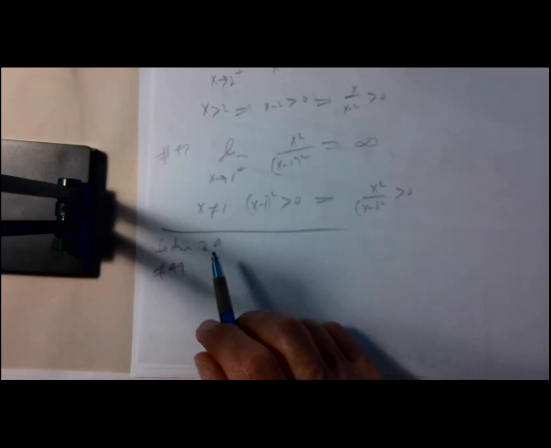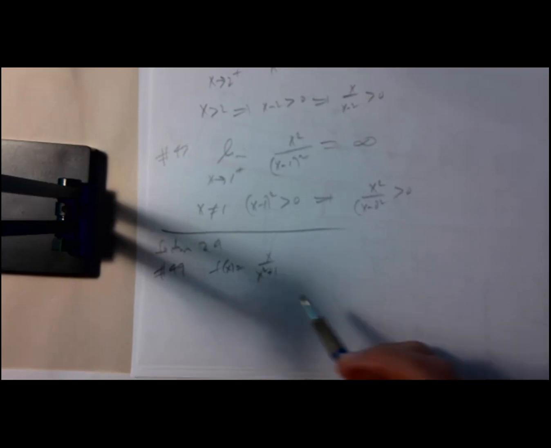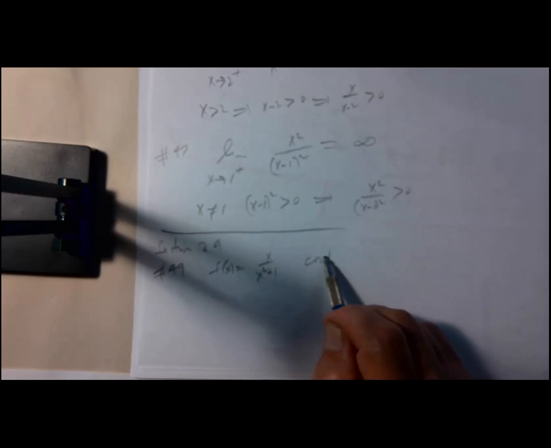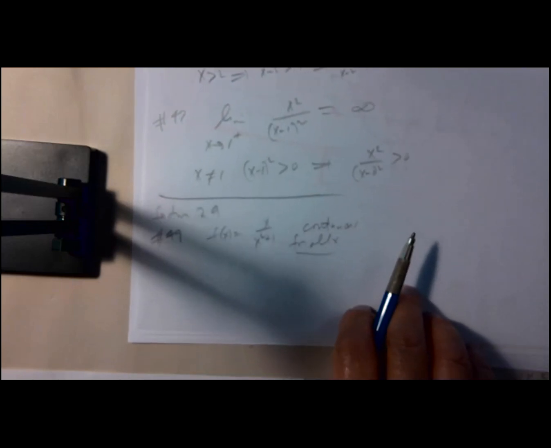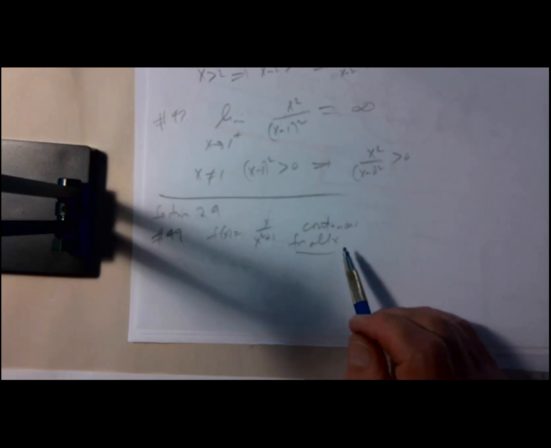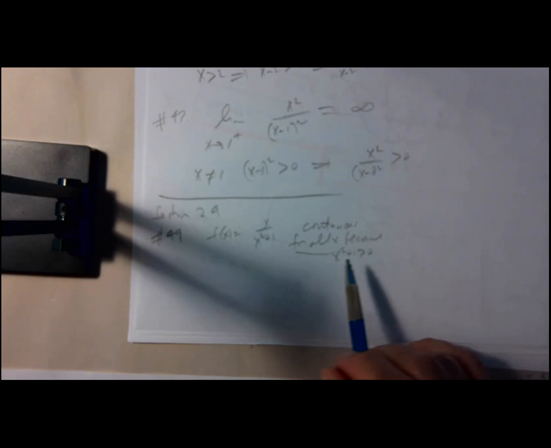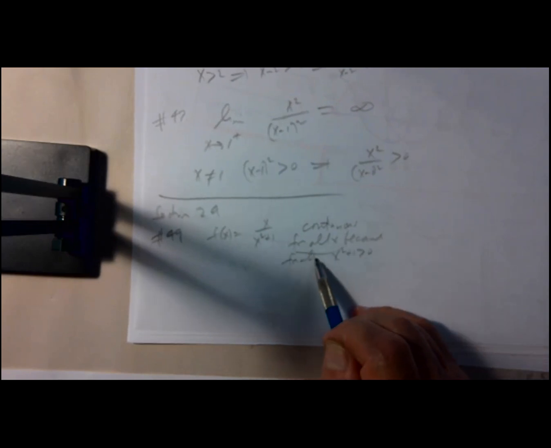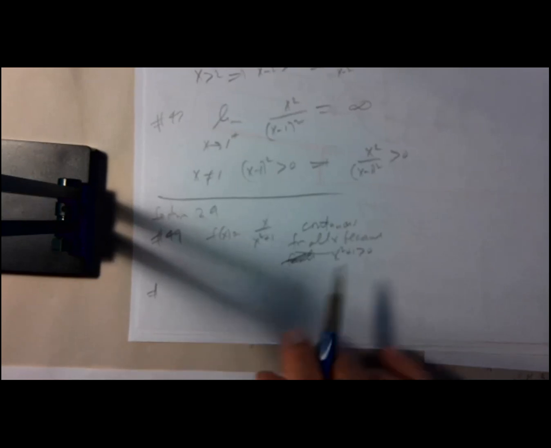So problem 49, we have the function f of x is x over x squared plus 1. This is continuous everywhere, continuous for all x, because x squared plus 1 is always positive. A perfectly nice function. Problem 51 is maybe more interesting.